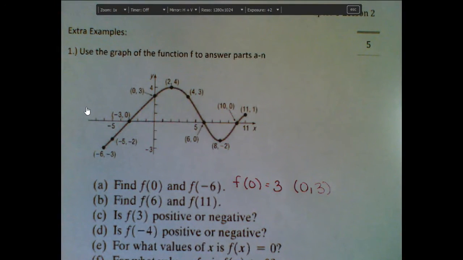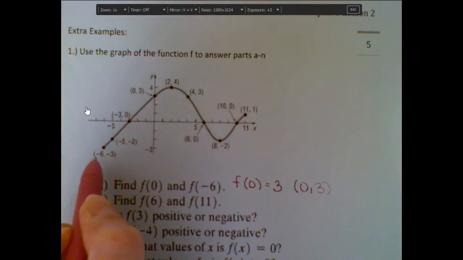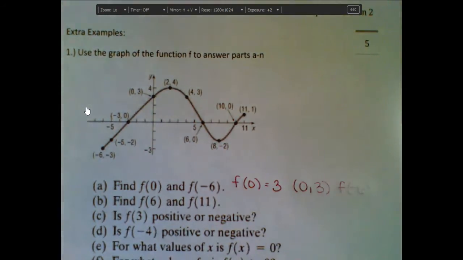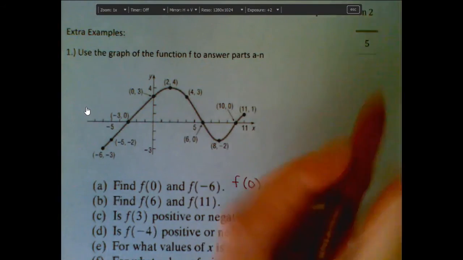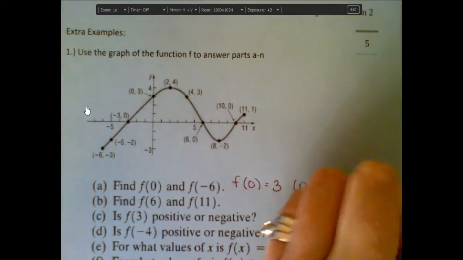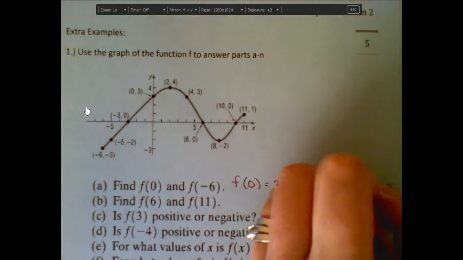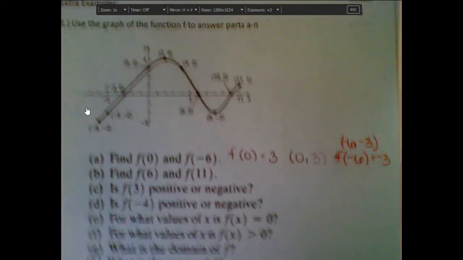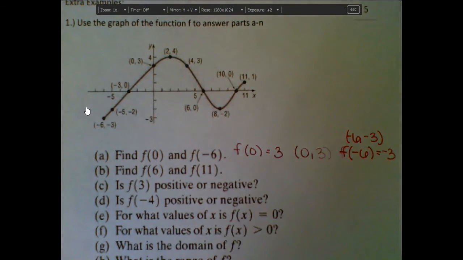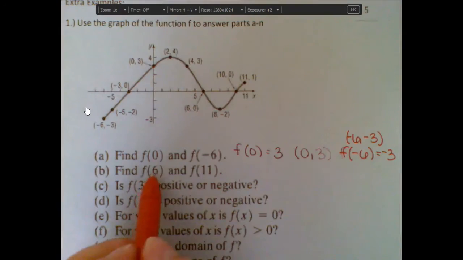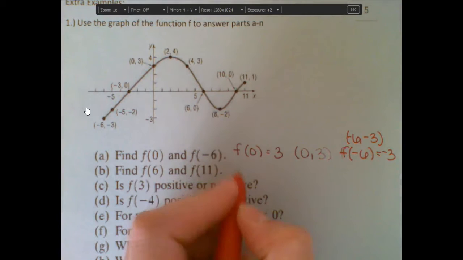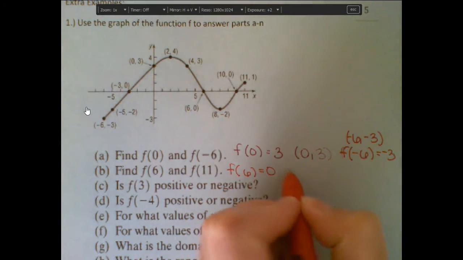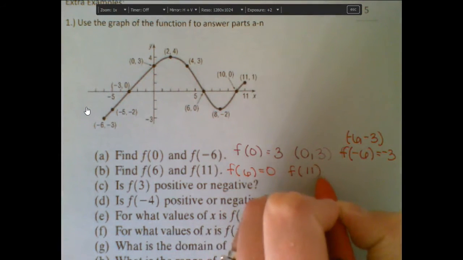Next one, where is f of negative 6? I'm going to look for where it's negative 6 right here. So f of negative 6 is negative 3. F of negative 6 equals negative 3. That point would be negative 6, negative 3. F of 6 and f of 11, following where f of 6, so that would be right here, f of 6 would equal 0, and f of 11 would equal 1.